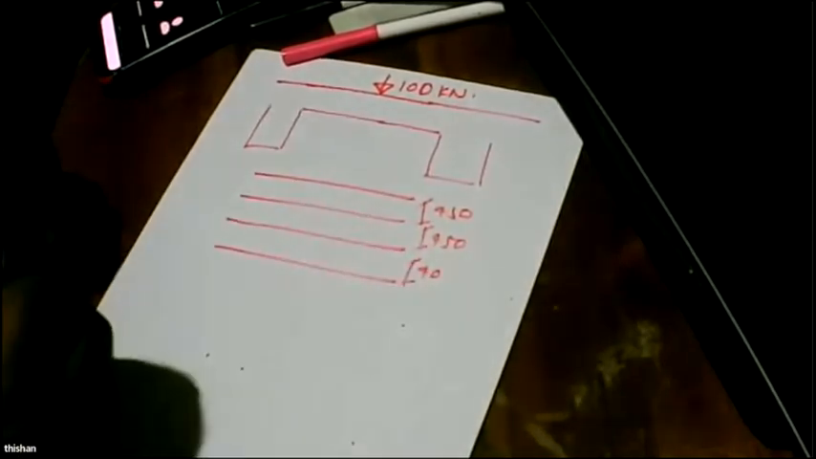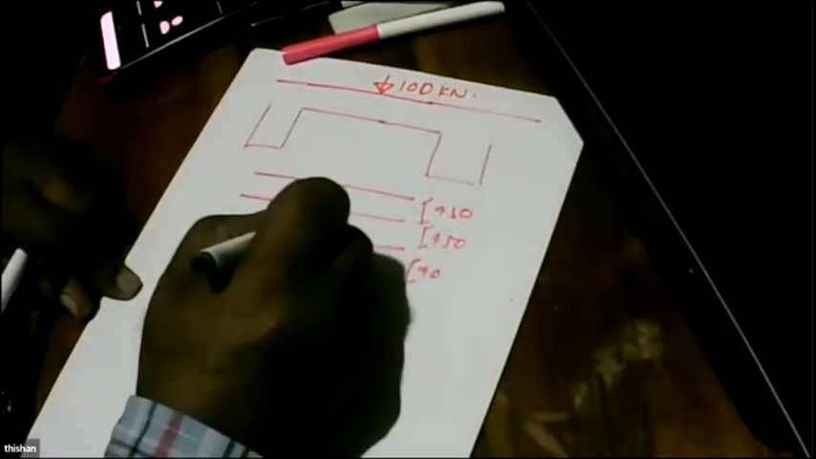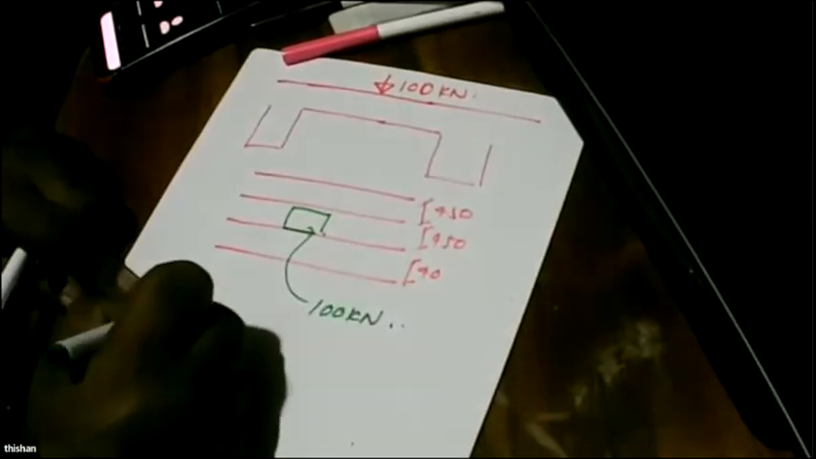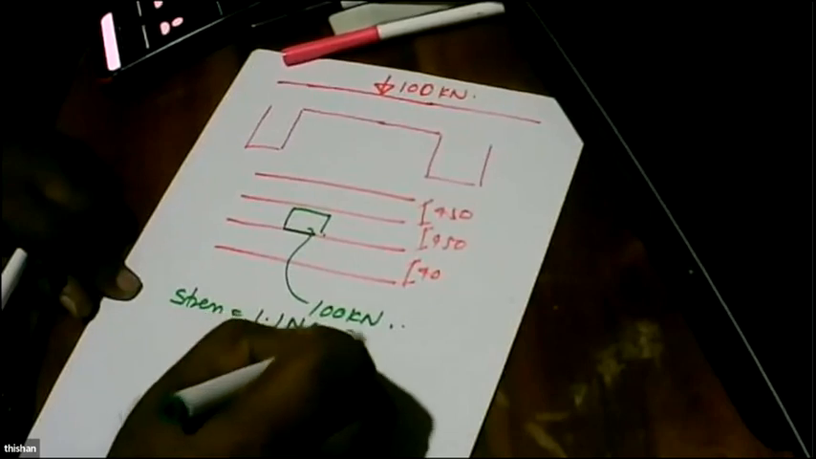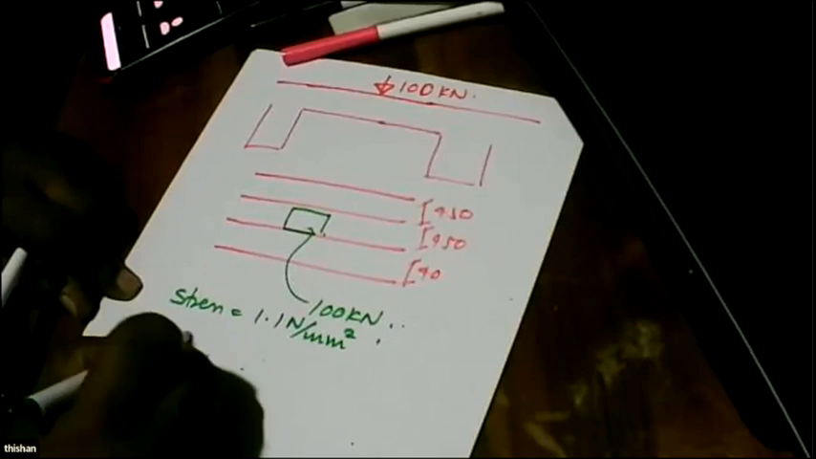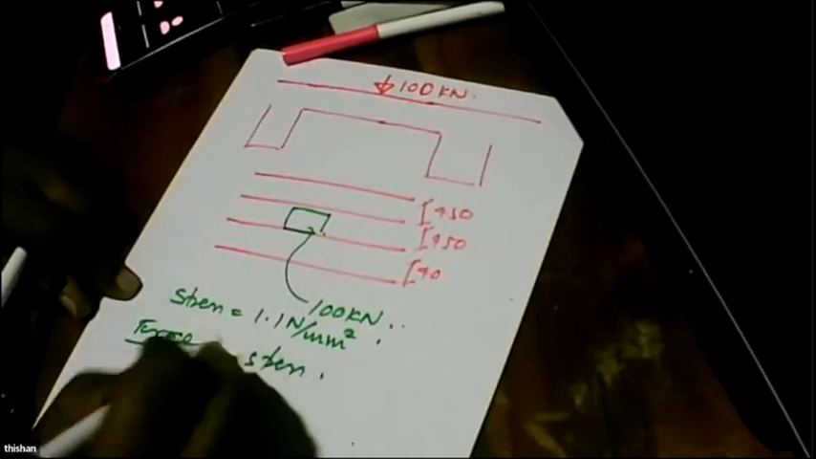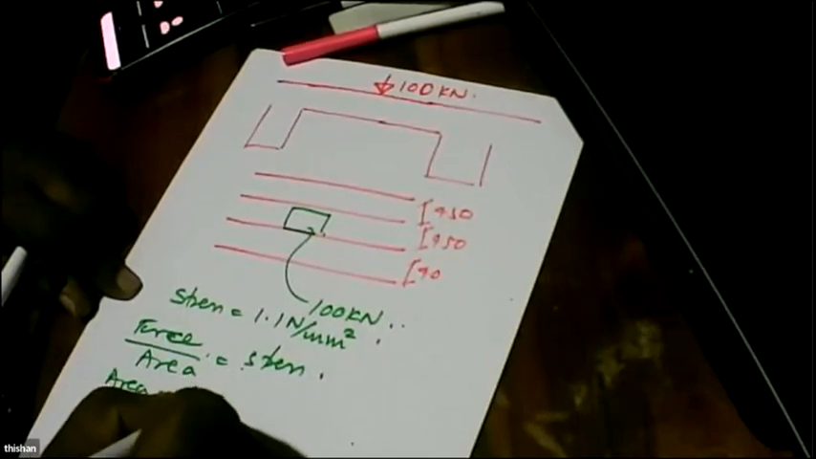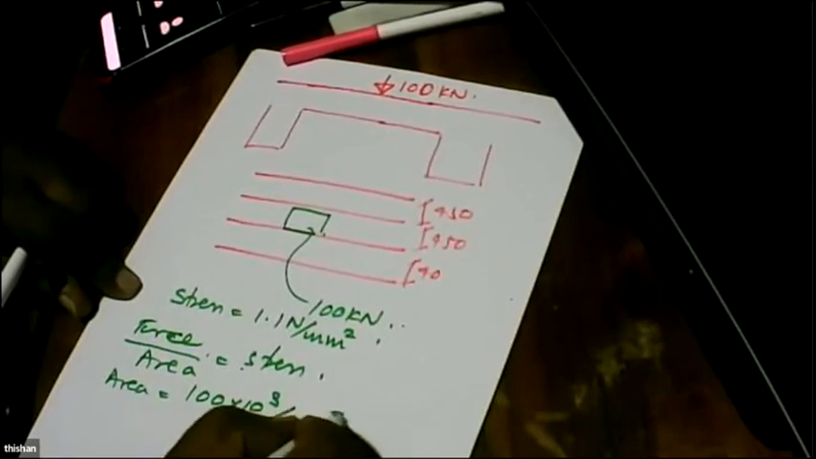Now we are going to have a patch load. And what is the area of the patch? The load is 100 kilonewtons. The stress has to be 1.1 newtons per millimeter squared. So force divided by area is equal to stress. That means area is equal to force, 100 into 10 to the power 3 newtons, divided by stress 1.1.